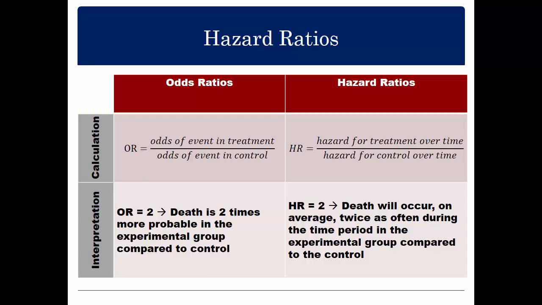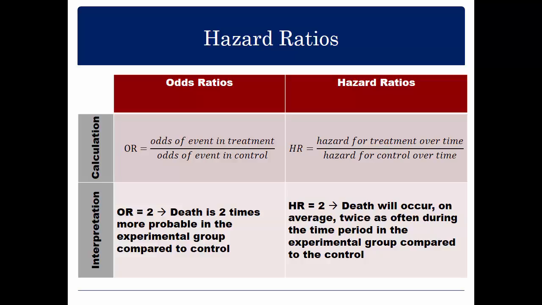Does censoring the data affect the hazard ratio compared to the odds ratio? Yes, censoring affects the hazard ratio, not the odds ratio. Well, for the odds ratio, censoring in that case would be just missing data, so it would affect the odds ratio as well. It would just affect it in a different way, and it depends on how you handle the missing data.